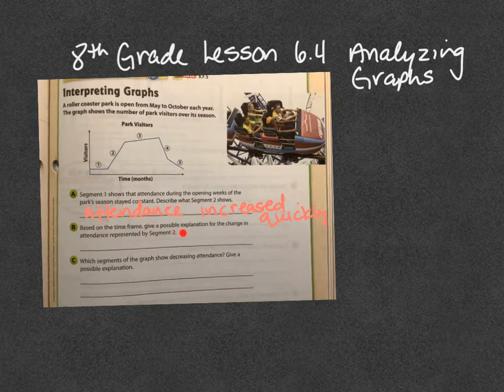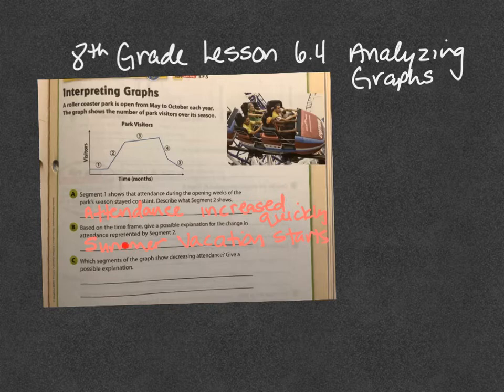So based on the time frame, give a possible explanation for the change in attendance represented by segment 2. Probably school let out. So I worded that as summer vacation starts, or school let out for the summer, or however you worded it, same idea. Which segment of the graph shows decreasing attendance, where attendance goes down, and give a possible explanation? Well, decreasing with visitors going down is here and here, both 4 and 5. Give a possible explanation. Why do you think attendance went down so drastically there?